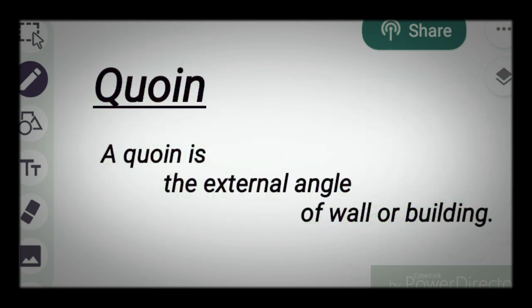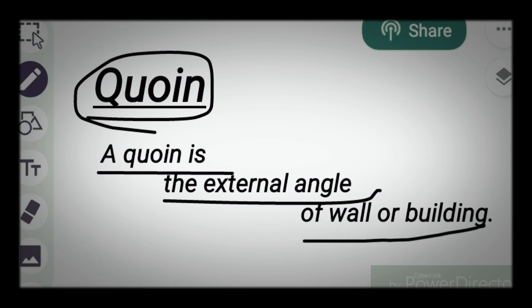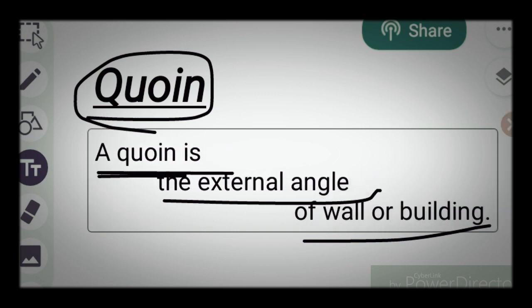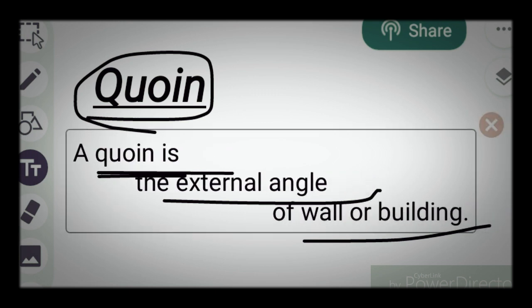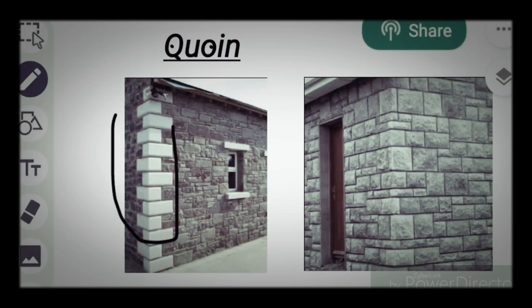Now next is quine. A quine is the external angle of wall or building. Remember, quine is the external angle of wall or building. This external angle and this external angle is called quine.